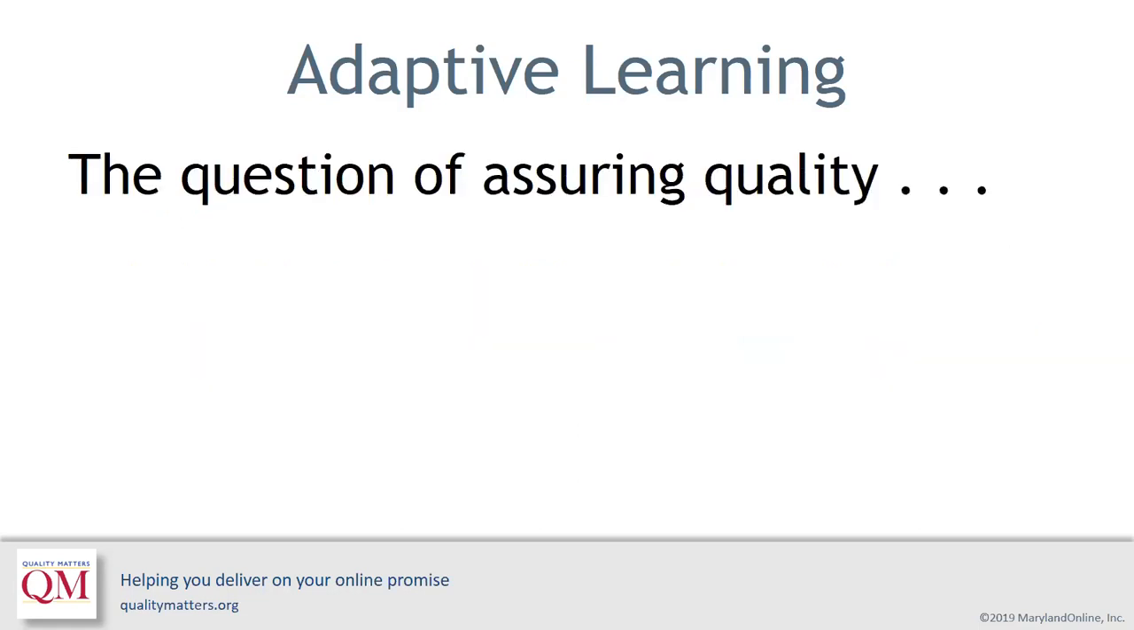Okay, the question of assuring quality. From what I said before, I think we are still wanting some more research on adaptive learning. But I would say the most promising adaptive learning that I've seen in the research uses those intelligent tutoring systems. So I think it's a tool that can be used well, but I would say that the jury is still out.